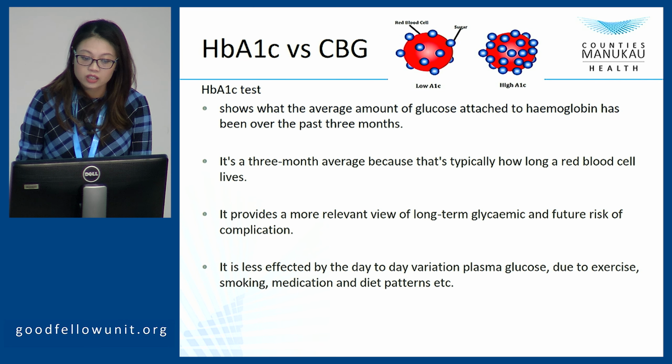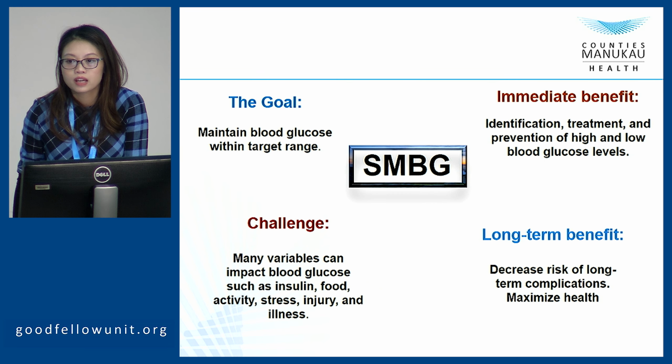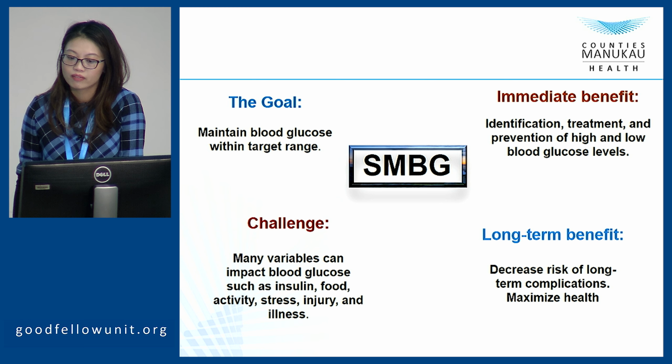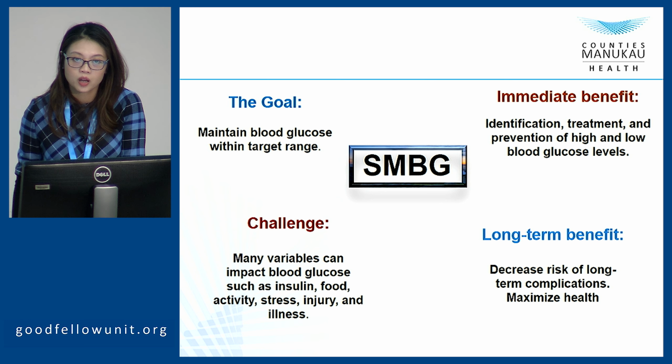So our aim for self-monitoring blood glucose is to maintain blood glucose within the target range. It will benefit our treatment, prevent high or low blood glucose levels, and also reduce the risk of long-term complications and maximize our health. However, there are many variables that can impact our blood glucose, such as illness, insulin, food, exercise, stress, and injury.